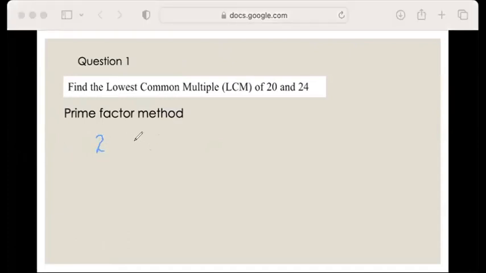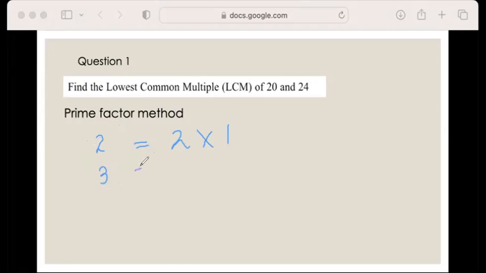What are the factors of 2? 2 times 1 or 1 times 2. That's it. There are no other factors of 2. So the factors of 2 are 2 and 1. So 2 can only be divided by 2 and 1. 2 divided by 2 is 1. 2 divided by 1 is 2. So 2 is a prime number.